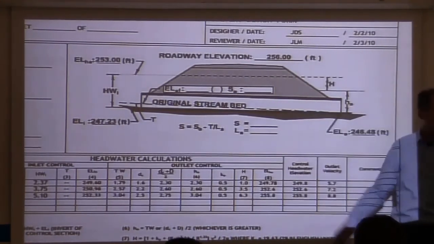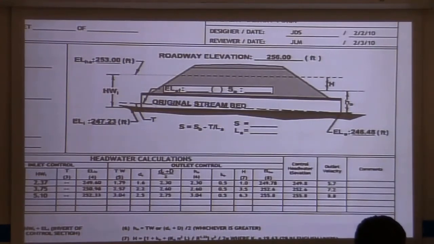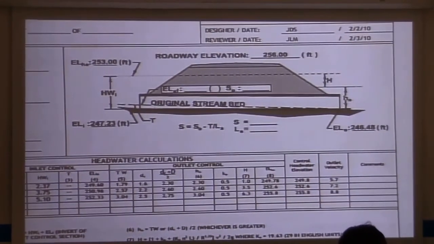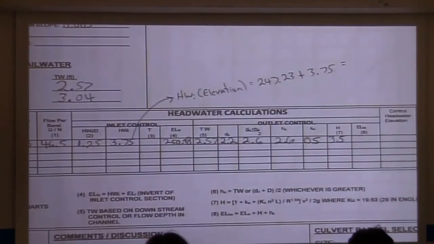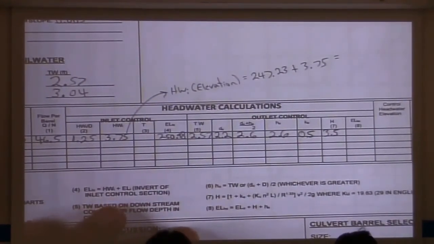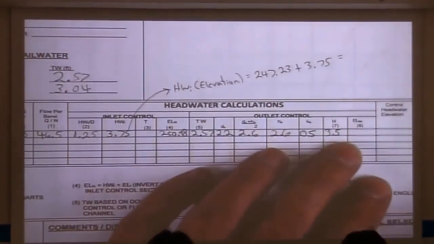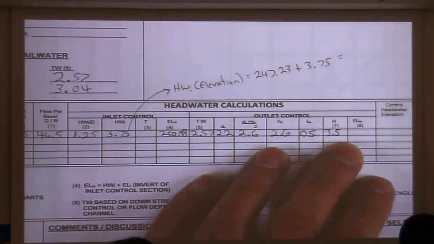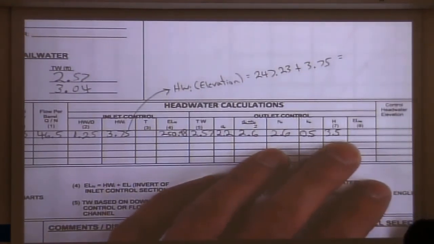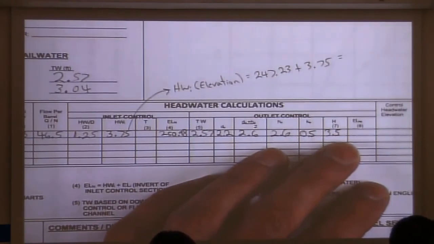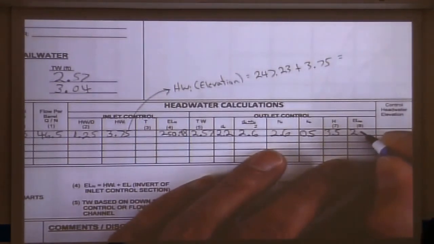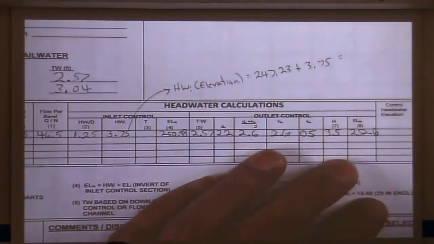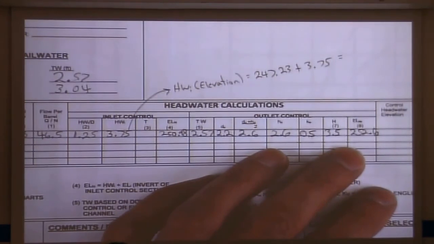So what did you come up with for your headwater due to outlet control conditions? Actually, I had the answer up there. I scanned it. 49.98. So it is 252.6. Who did not get that? 252.6.